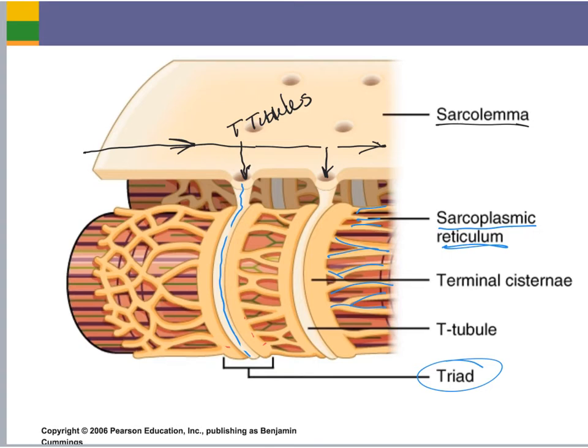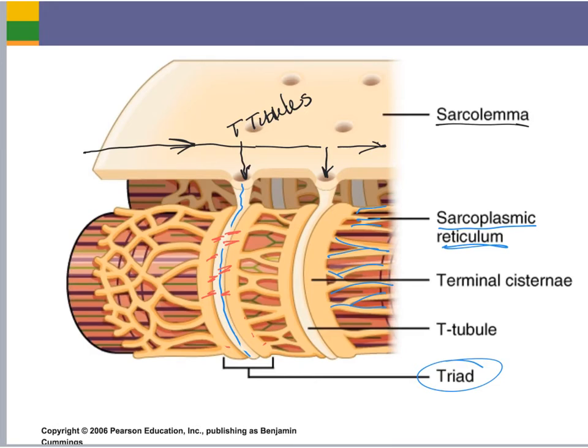And so why is that important? Well, because just like the sarcolemma is depolarized by that action potential, as the action potential travels down into the T-tubules, it's going to open gates, right? It's going to open some gates here, and it's going to release calcium.